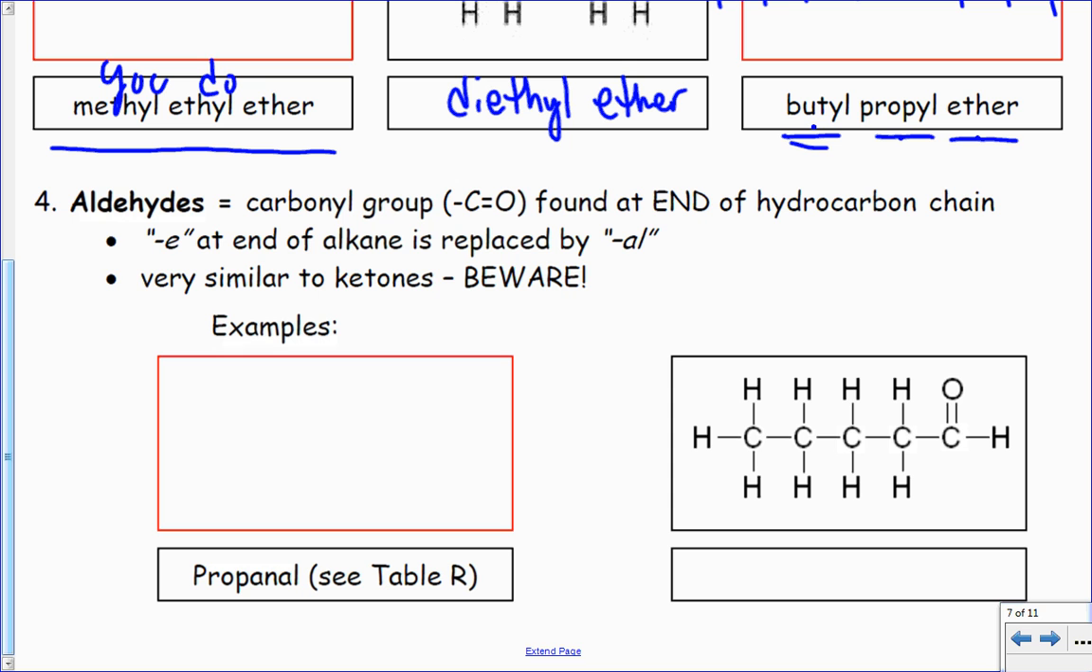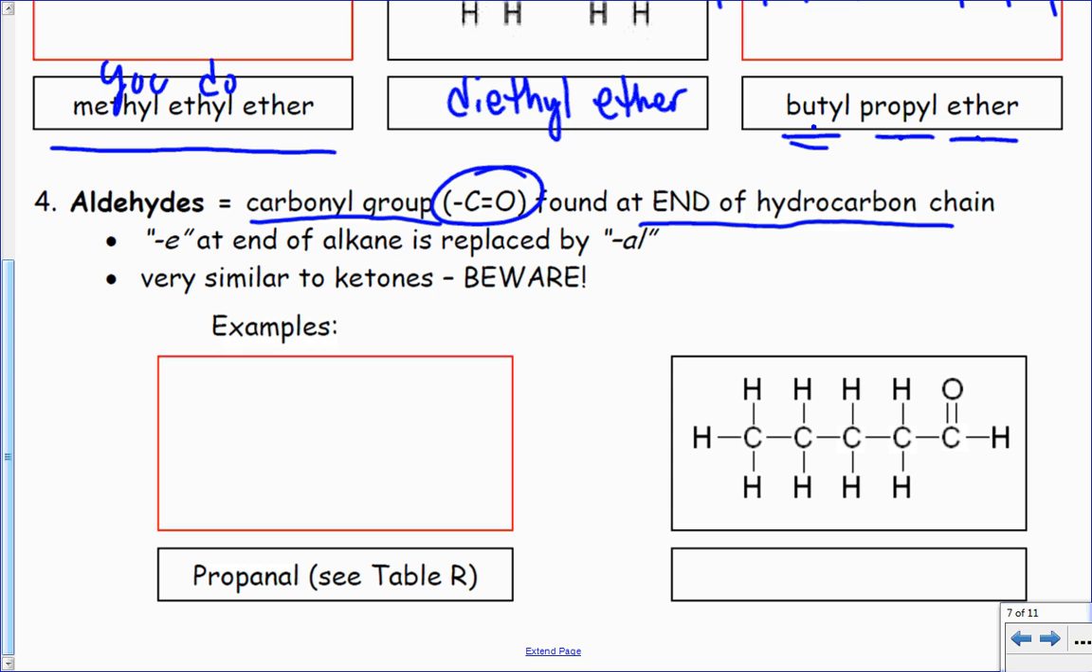Aldehydes. There's a famous one, isn't there? There's a certain aldehyde that gives you that new car smell. Formaldehyde. Yeah, formaldehyde. That's what we use to embalm people. That carpety, new carpet smell is formaldehyde. Wonderful. There is what's called a carbonyl group, which is a C with a double bonded O.